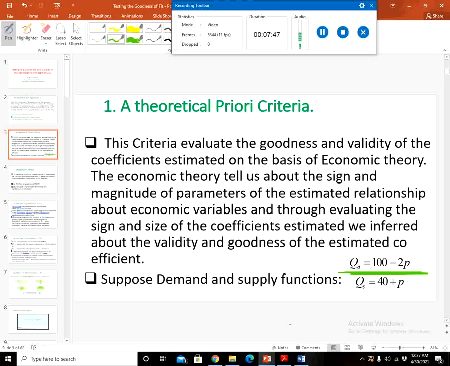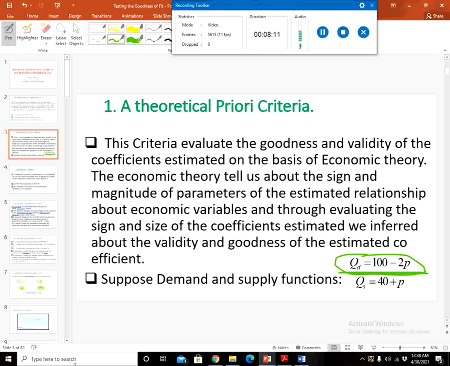Again, the slope of the demand function is -2, which also states that it fulfills the requirement of economic theory. So we can infer that this demand function, which we have estimated through ordinary least squares, is valid.